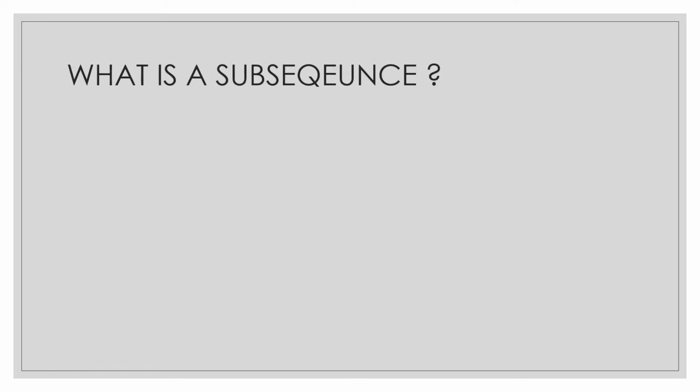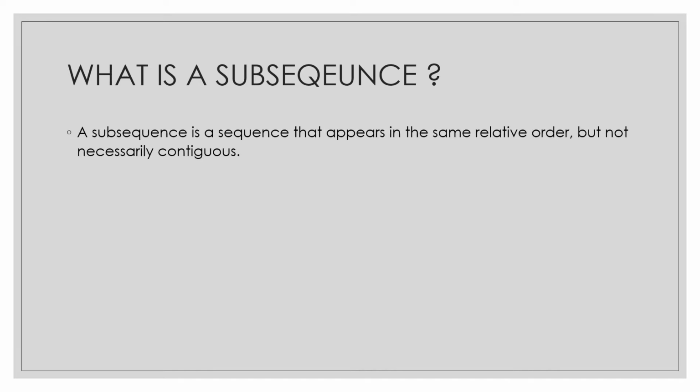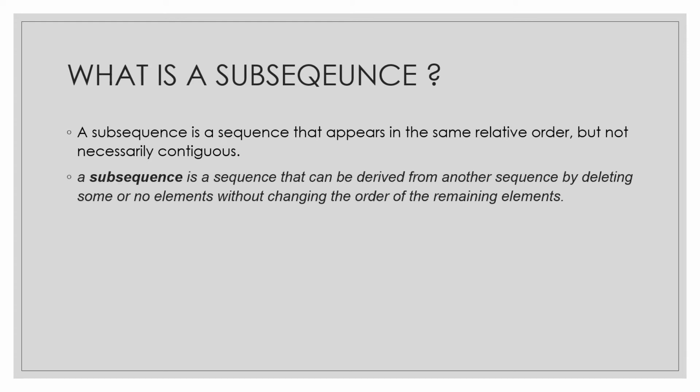first of all, we need to understand the theoretical concepts, and in that, the first question arises: what is a subsequence? So the basic definition is that a subsequence is a sequence that appears in the same relative order, but not necessarily contiguous. I tried to explain in simpler terms. A subsequence is a sequence that can be derived from another sequence by deleting some or no elements without changing the order of the remaining elements. We have to note the last line, which is very important: without changing the order of the elements.